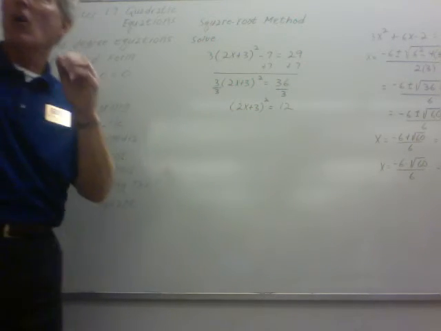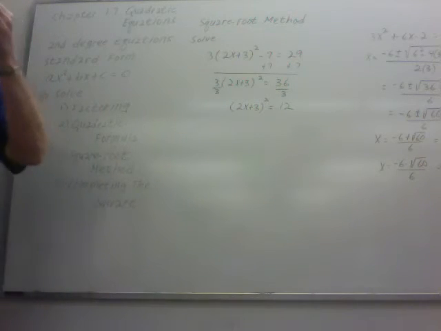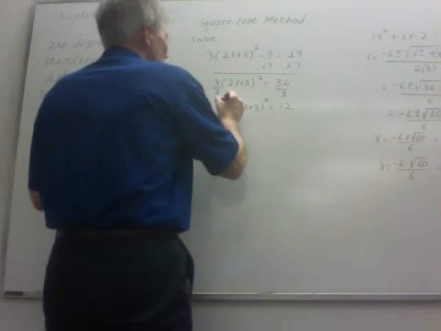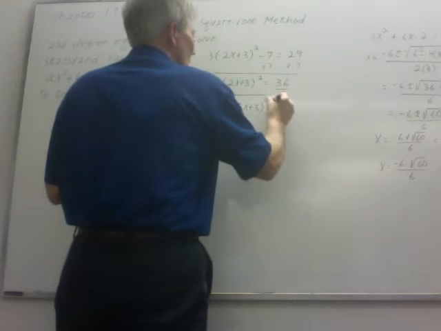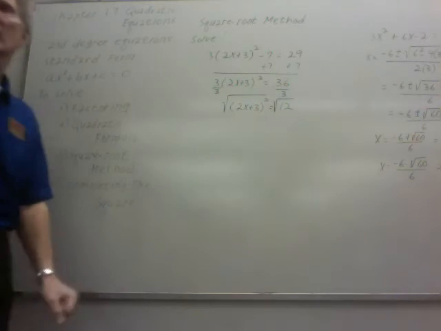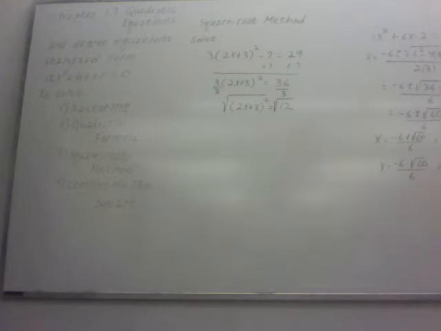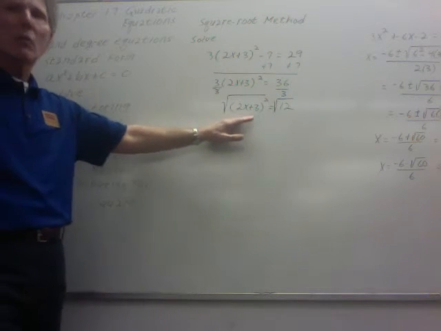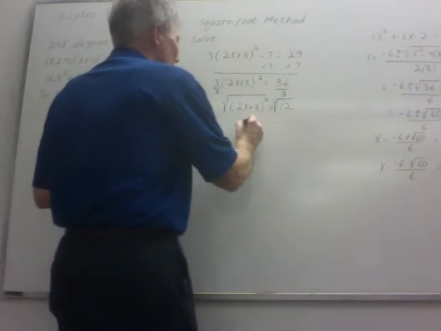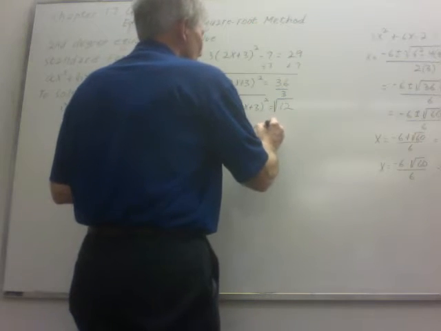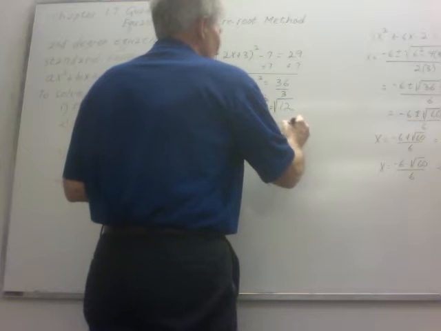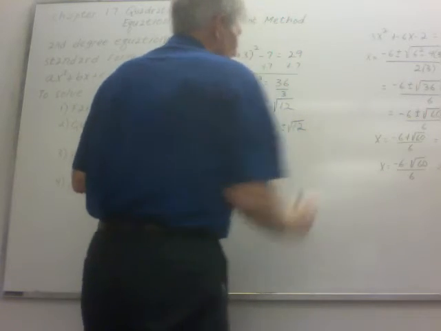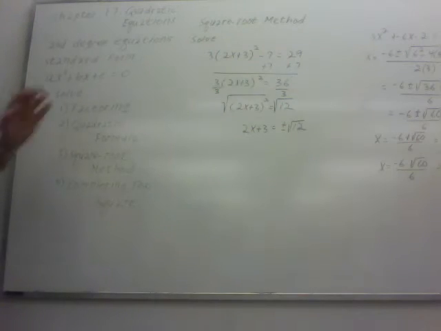Now the reason this is called the square root method is just for that. We are now going to take the square root of both sides. Well, the square root of anything squared is itself, so I end up with 2x plus 3 is going to be equal to plus or minus the square root of 12 over on the other side. All I did was take the square root of both sides.